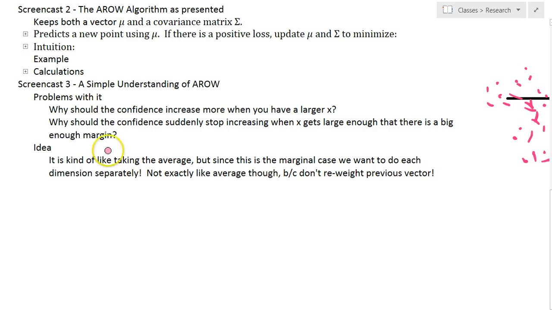Alright, in this screencast I'll be going over the AROW algorithm as presented in the paper. This algorithm keeps both a vector mu, like the perceptron, to use for predictions, and also a covariance matrix sigma of mu. I don't know that a covariance matrix is exactly the way to think of this. It's kind of like a confidence matrix. Our updates are going to depend on this. If we're really confident about our vector, then we're not going to update it much in that direction.